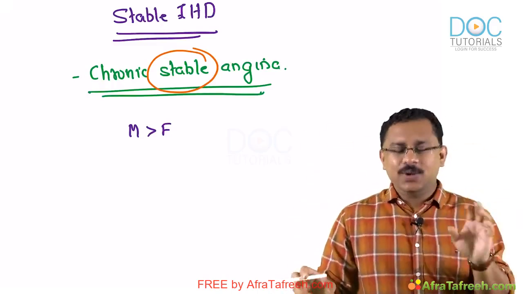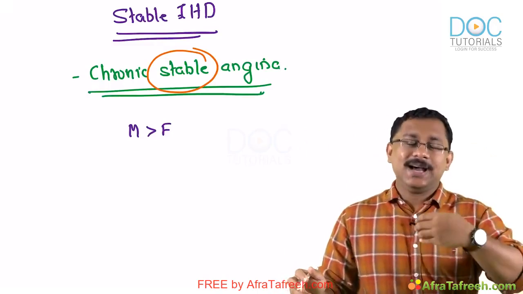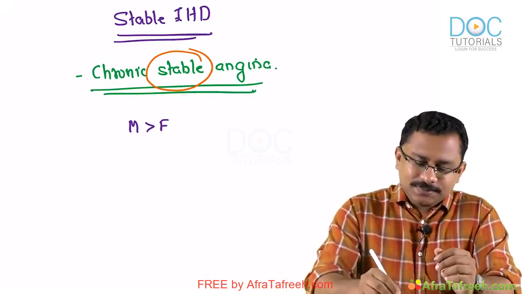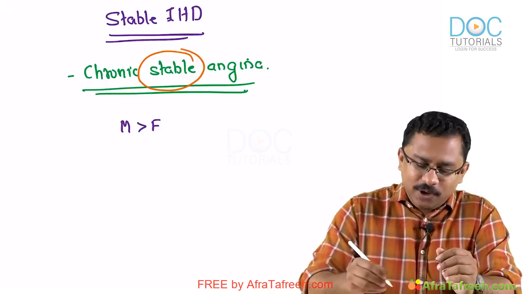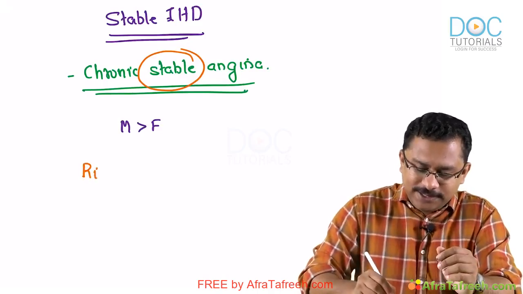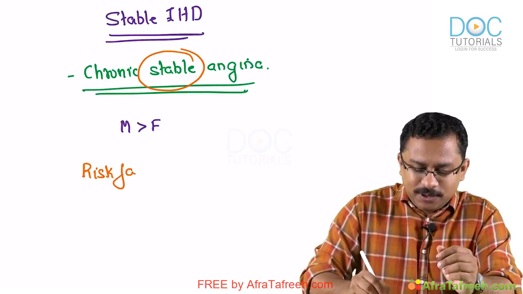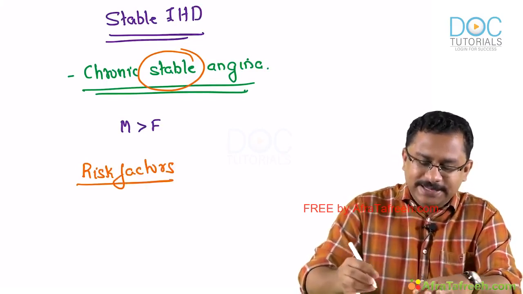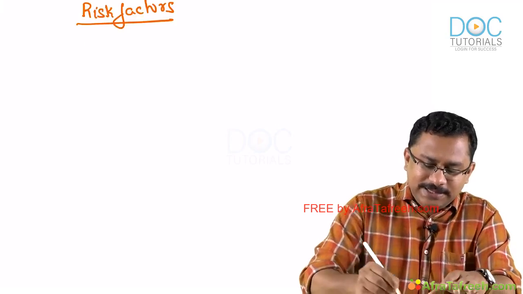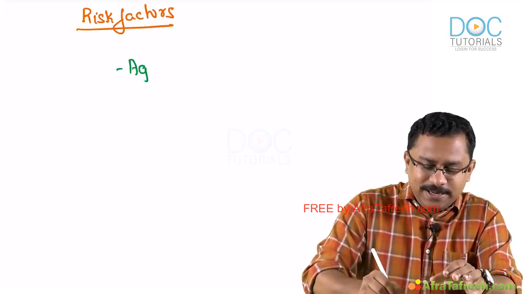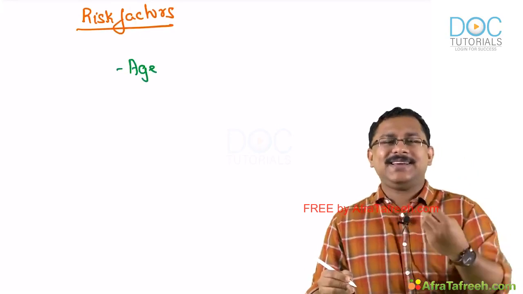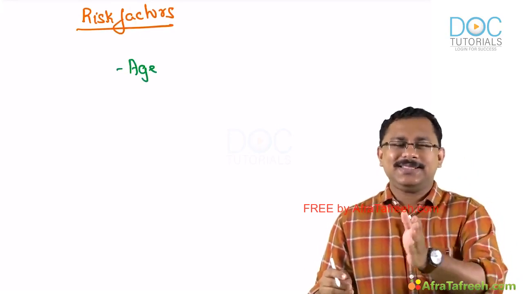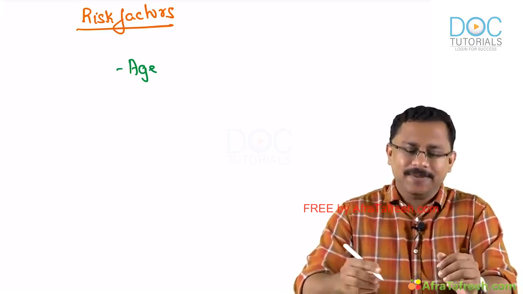Okay, so in general you can say males outnumber females in chronic stable angina. And definitely, you will have lots of risk factors. One risk factor definitely is age itself, because whether it be males or females, as age increases, there is more chance of atherosclerosis and again a chance of chronic stable angina.